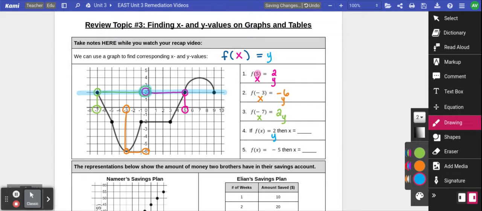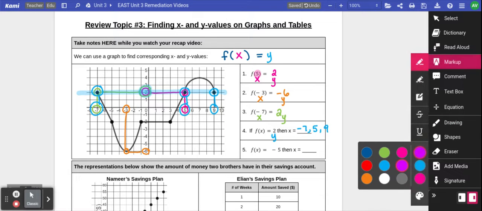Now I need to find all the places on the graph where the y value is 2, and it looks like there's 3 places where that happens. It happens here, it happens here, and it happens here. So there are 3 different x's that all have a y value of 2. The first one is -7, the second x is +5, and the third x is +9. So there's this x, there's this x, and there's this x that all have a y value of 2. The way that I like to think about this is it's like Pokemon. You got to catch them all. So if there's more than one answer, you have to list all of the correct answers here.